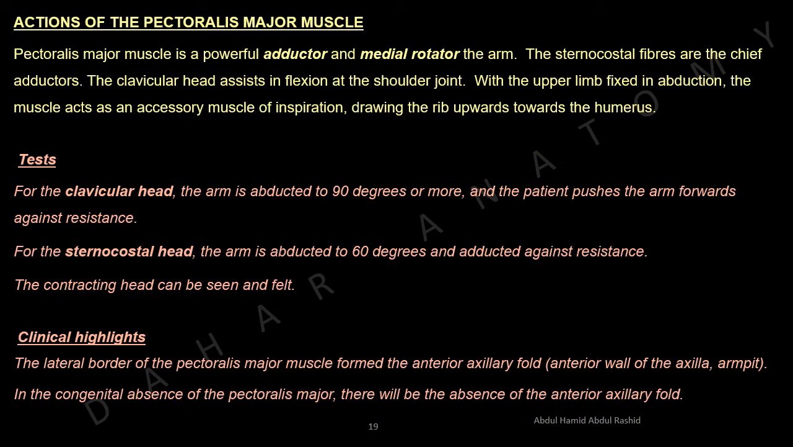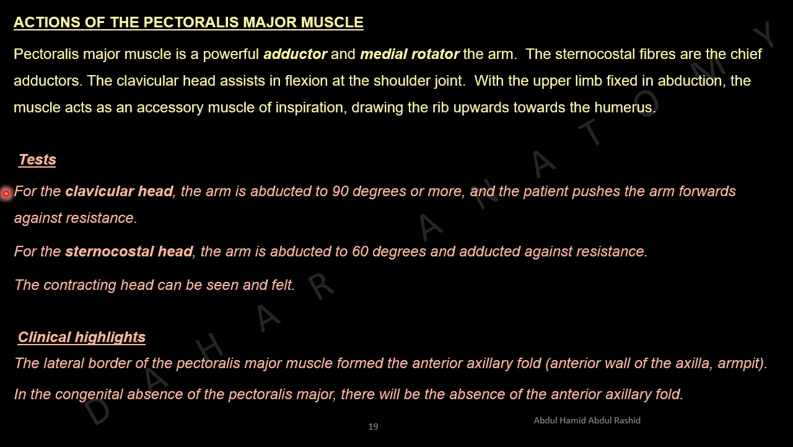Actions of the pectoralis major muscle. Pectoralis major muscle is a powerful adductor and medial rotator of the arm. The sternocostal fibers are the chief adductors. The clavicular head assists in flexion at the shoulder joint. With the upper limb fixed in abduction, the muscle acts as an accessory muscle of inspiration, drawing the rib upwards towards the humerus.